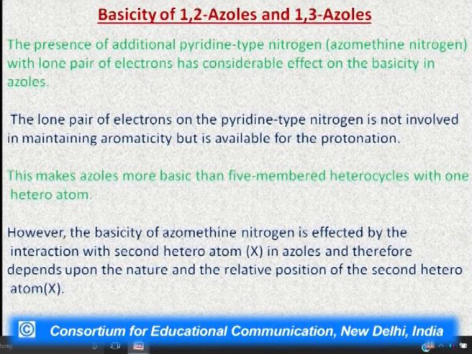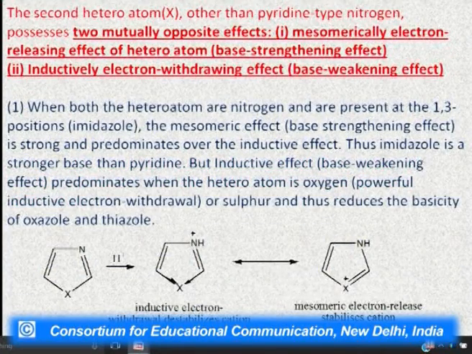However, this basicity of azomethine nitrogen is also affected by the interaction with the second heteroatom in azoles, and therefore it depends upon the nature of the other heteroatom and its relative position to the already present heteroatom. So, the second heteroatom, which is X, other than pyridine type nitrogen, possesses two mutually opposite effects. One of them is the mesomerically electron releasing effect of the heteroatom, which can be called the base strengthening effect, and another effect is the inductively electron withdrawing effect, which can be called the base weakening effect.